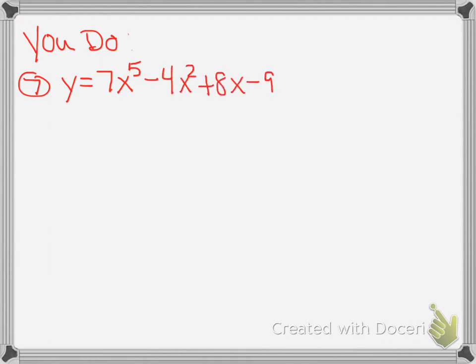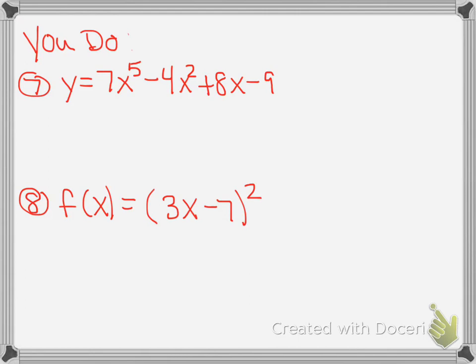Okay, you do. What number are we on? I think we just did 6. So we'll make this 7. And if I'm off on a number, you will deal. All right, 7x to the 5th minus 4x squared plus 8x minus 9. And 8, we will say f of x equals the quantity of 3x minus 7 squared. Okay, so go ahead, pause the video, take some time to rewrite if necessary, and take the derivative, and then come back and we will go over these together.